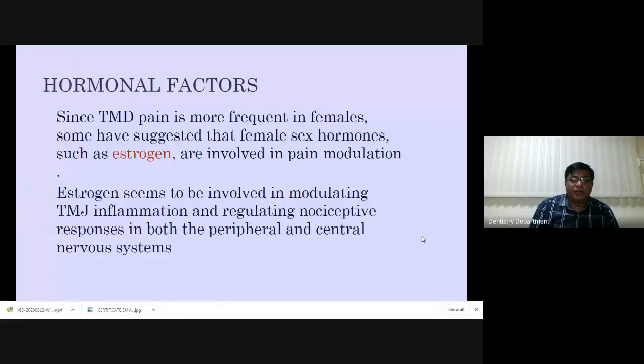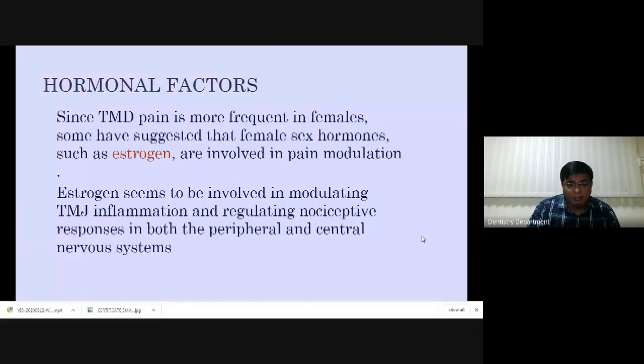When can you expect the level of estrogen to increase? The level of estrogen increases routinely just before ovulation. Okay, that is the luteal phase. So that is just before the periods. So when the patient comes to you and says I am getting this kind of pain during this time, you may think it may be because of estrogen, that is hormonal influence.